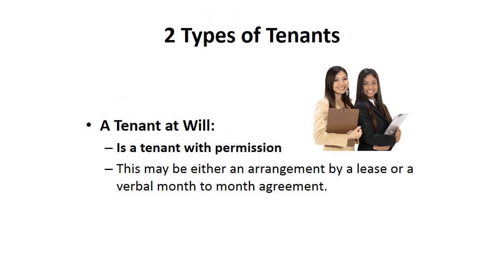2 types of tenants. A tenant at will is a tenant with permission. This may be either an arrangement by a lease or a verbal month-to-month agreement.